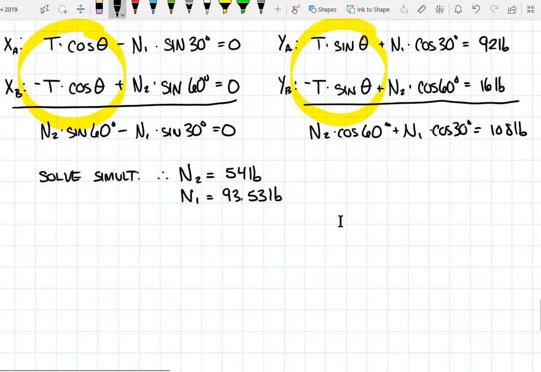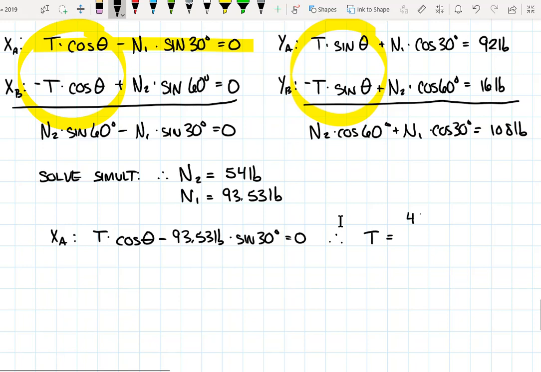All right, so now I have two of my variables solved. There's still a little bit of, all right, what do I do now? So go back to the XA equation and plug this thing in. I get T times cosine of theta minus, now I know what N1 is, 93.53 pounds times sine of 30 degrees equals zero. I can actually get a little bit more information from here. 93.53 times sine of 30 is 46.765. So this would say that T equals 46.765 over cosine of theta.